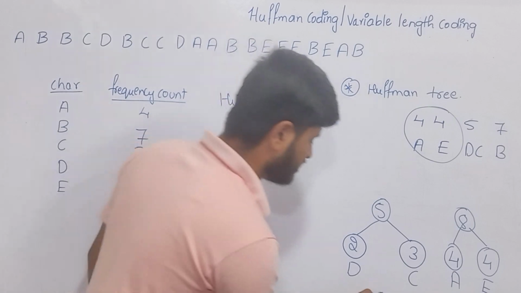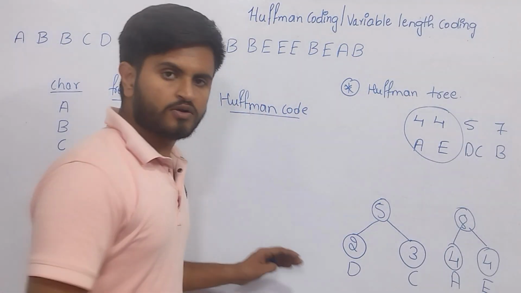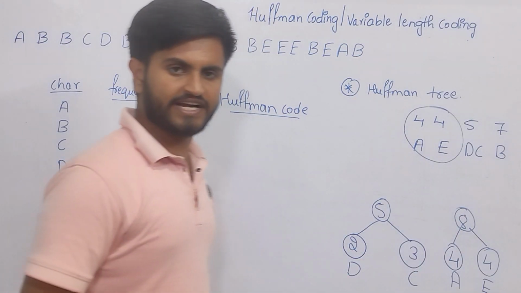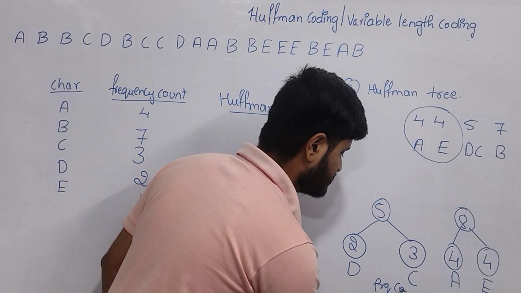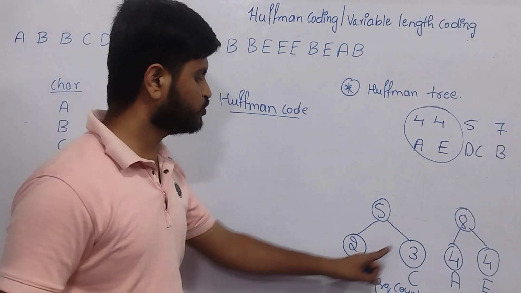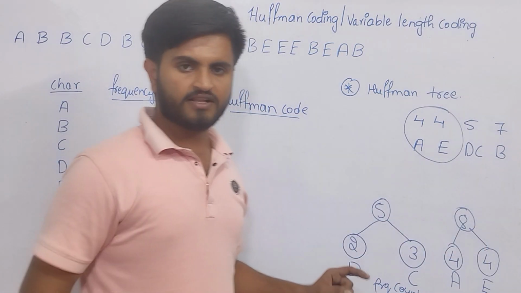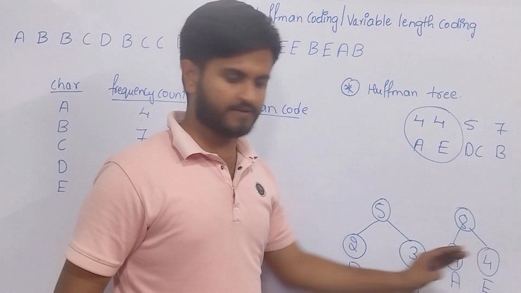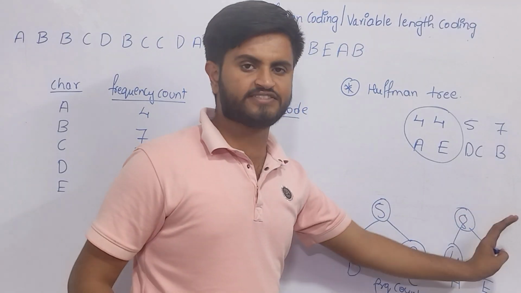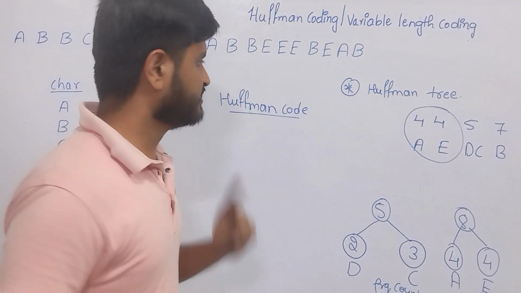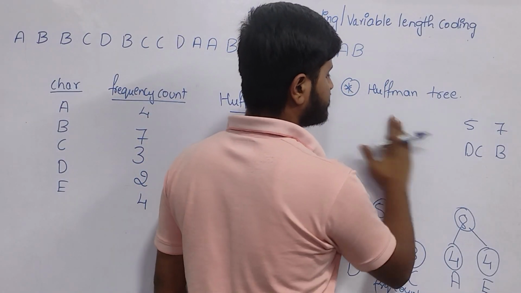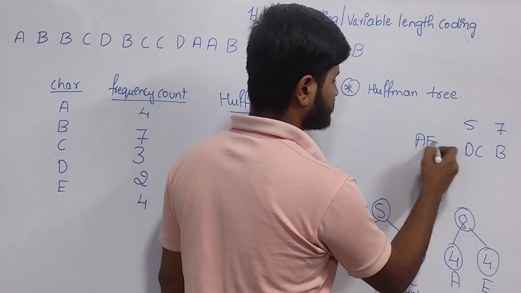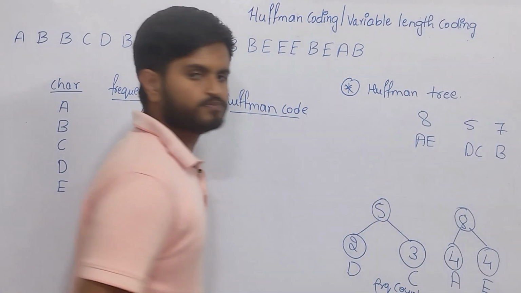If you see here, when you go from the left hand side towards the right hand side, the frequency count must increase. If you see here 2, 3, 4, 4, 5, 8, the frequency count is increasing like this. When you move from left side to right side, the frequency count must increase. That you should keep in mind. So instead of 4 plus 4, that is A comma E, I can write it as 8 now.